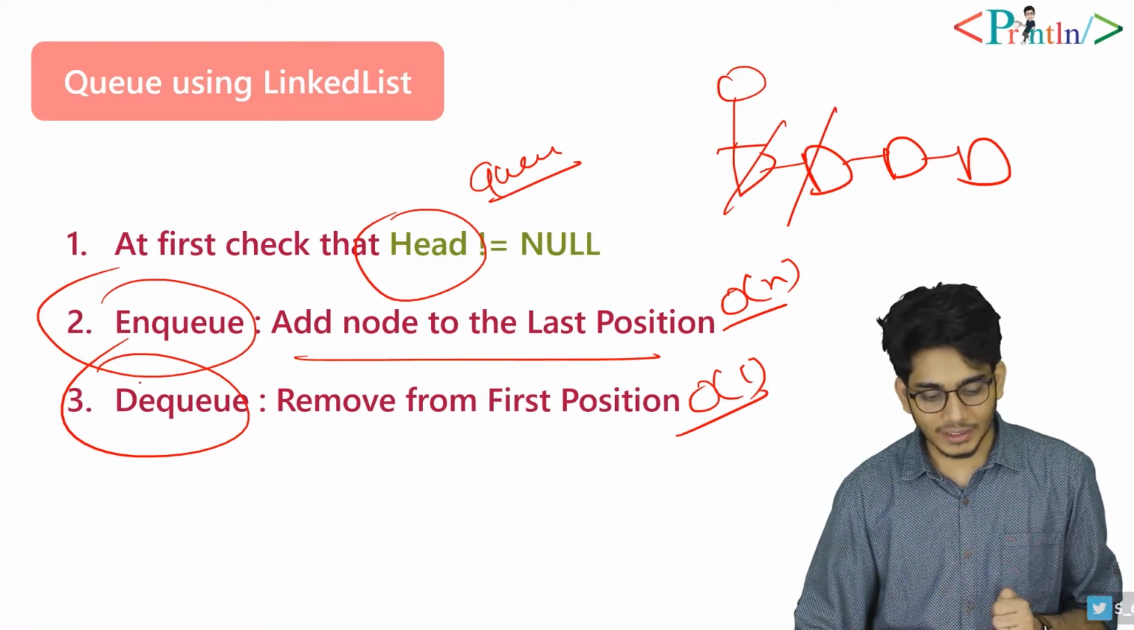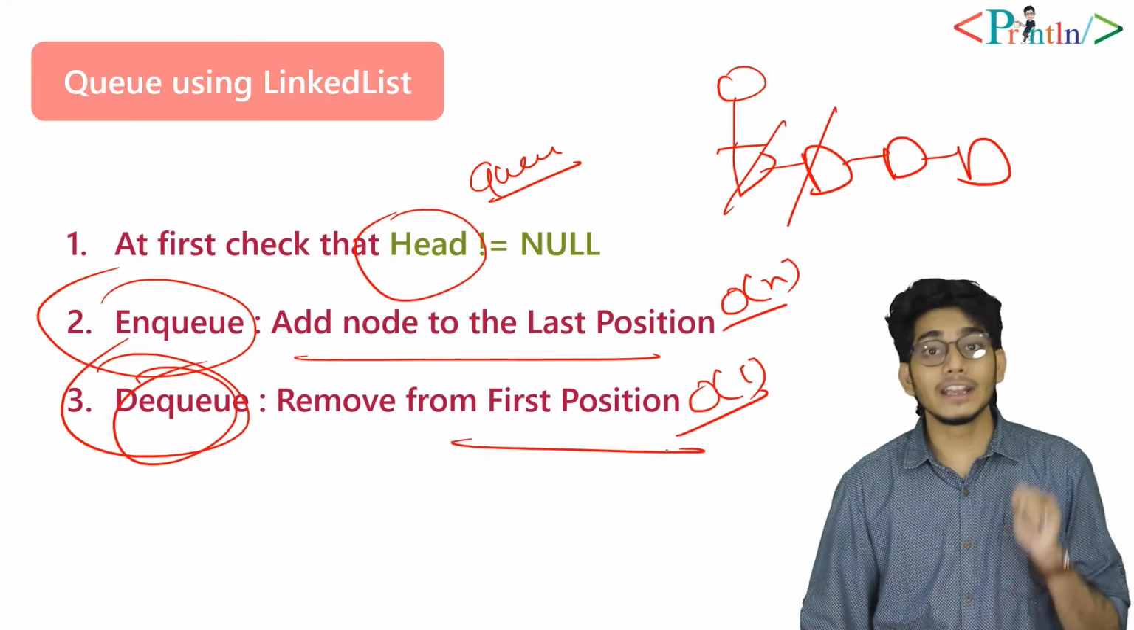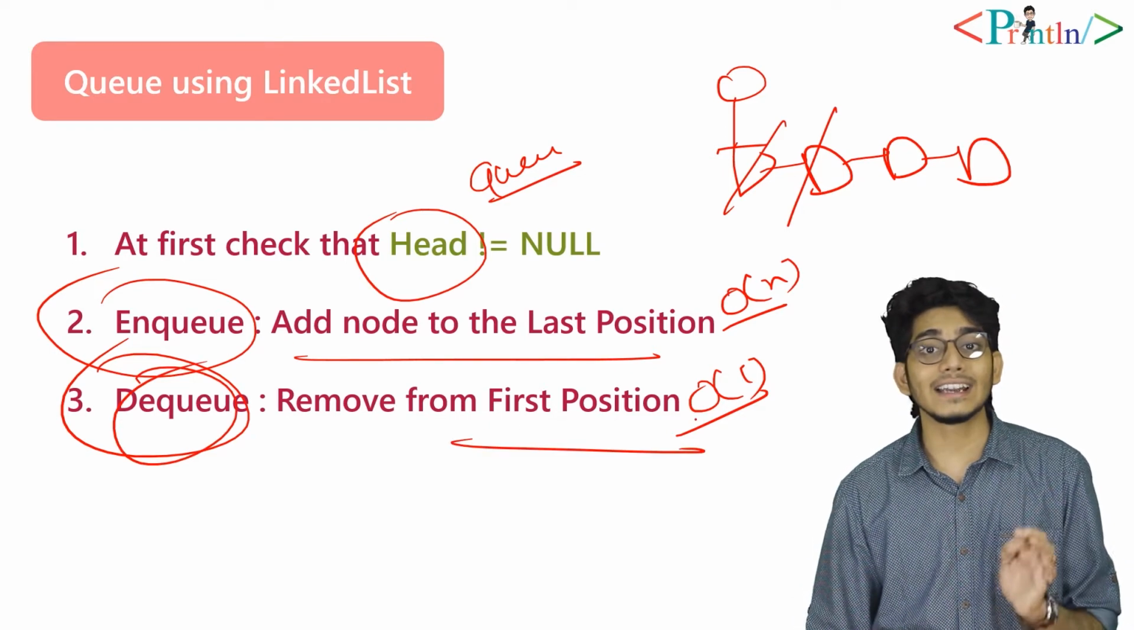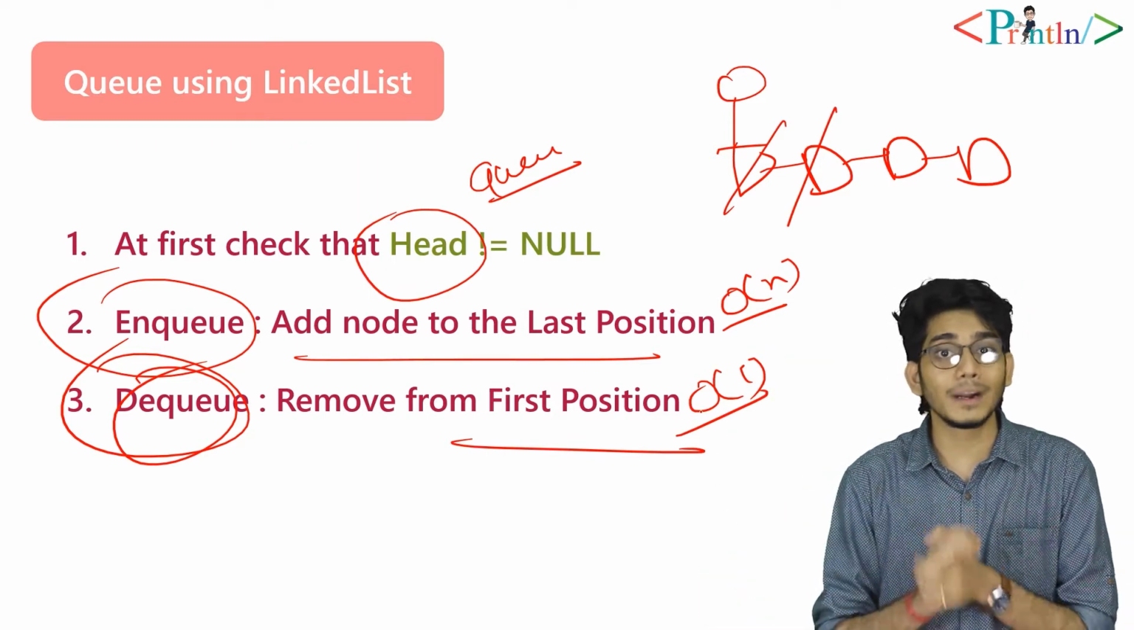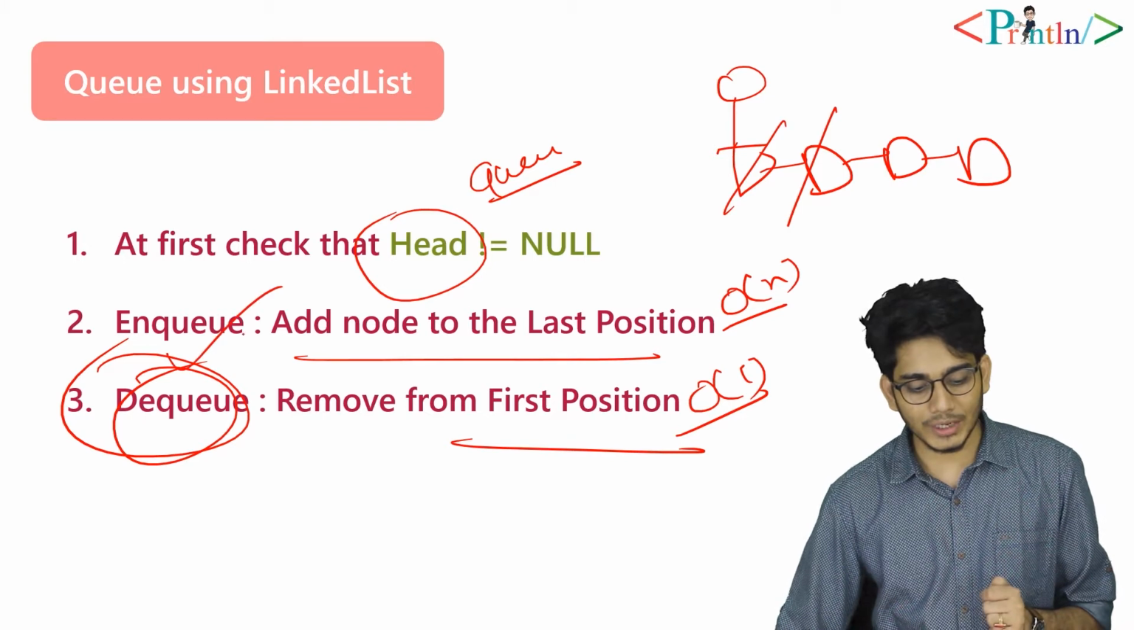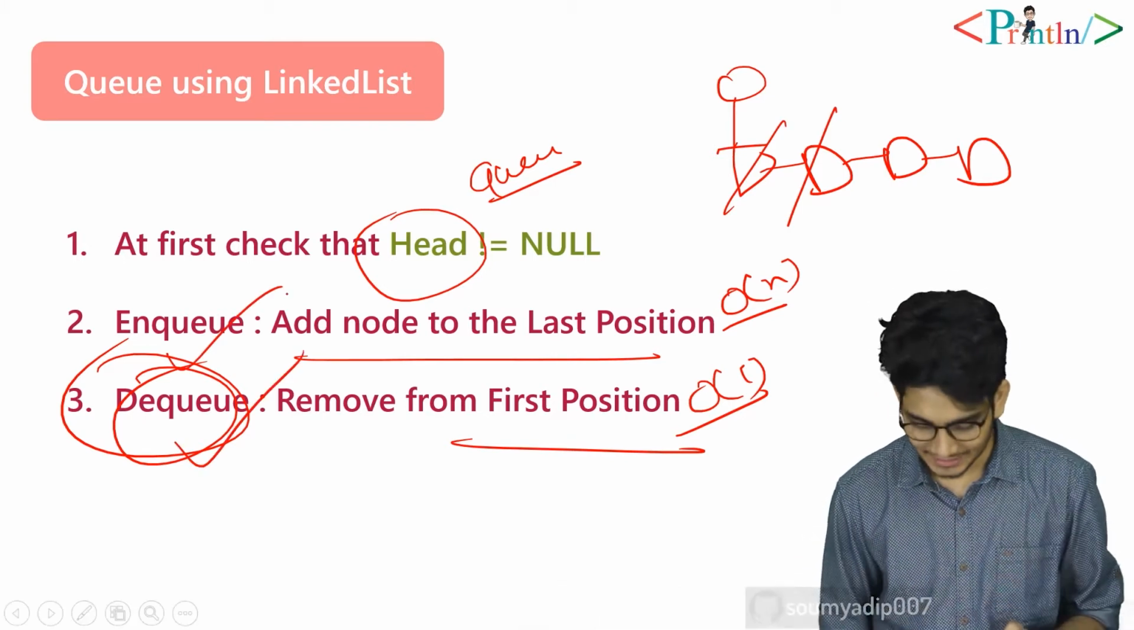Another thing is, for dequeue we have to delete the data from the first position. If you don't know how to delete an element from the beginning of a list, just click on the I button and watch that video. But in this video I'll talk about how you can perform enqueue and dequeue using a list.